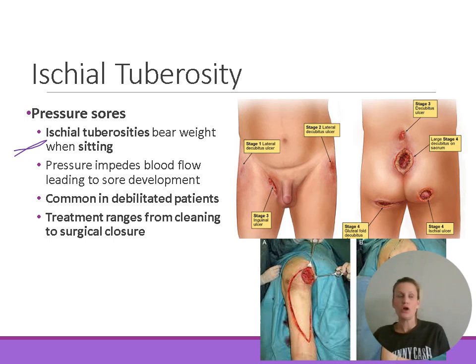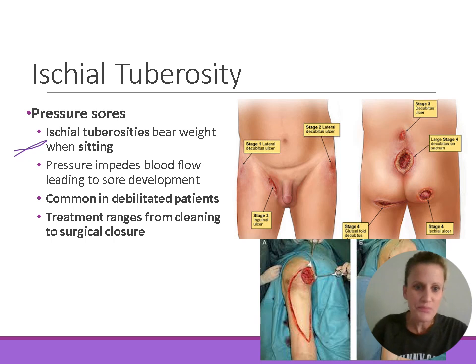Also, patients who are in the hospital for a long period of time, or in long-term care facilities, need to be turned on a regular basis so that it's not one part of the body that's constantly holding the weight. The problem is that when one part of the body constantly has all of the pressure on it, that impedes blood flow to that part. So the problems are twofold. One, you have excessive friction on that area. Two, you don't have blood flow to that area. So the area starts to develop a slight sore, and then the stages progress as it gets worse and worse.